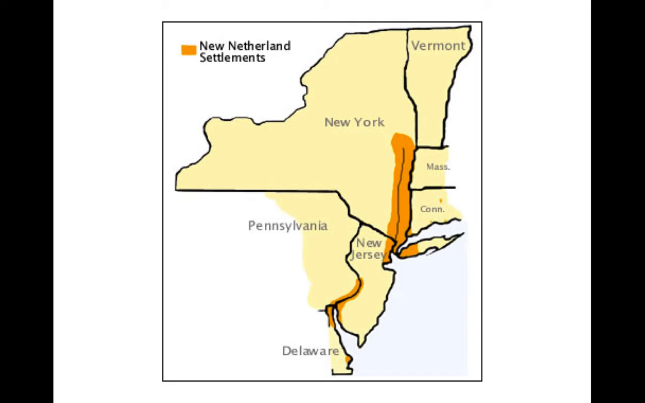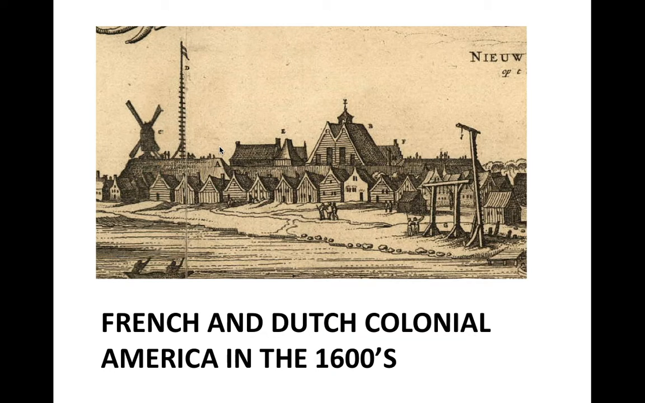Here, by the way, is a close-up of the map of the Dutch colonies. Notice how it's really just tiny slivers of New York, Manhattan Island down here, parts of what is now Long Island, etc. A very small piece of North America. Okay, so here we go.